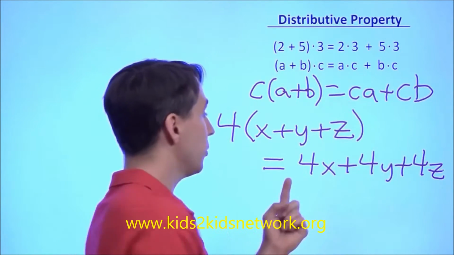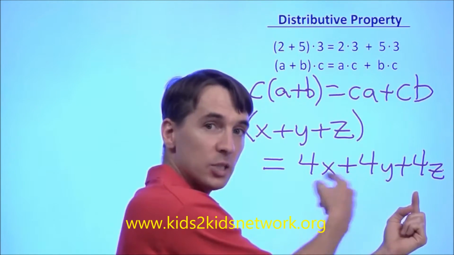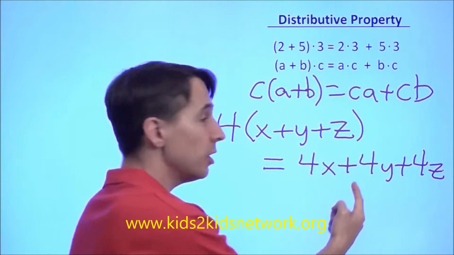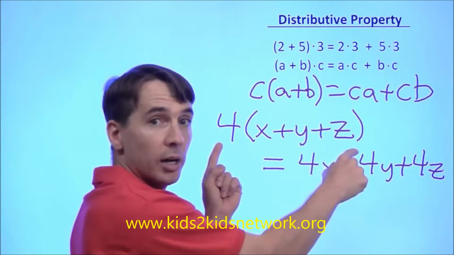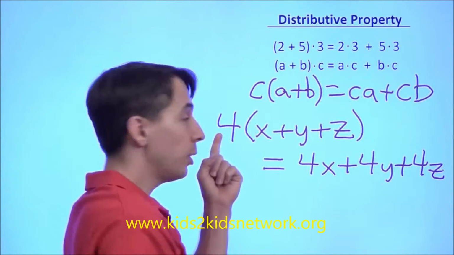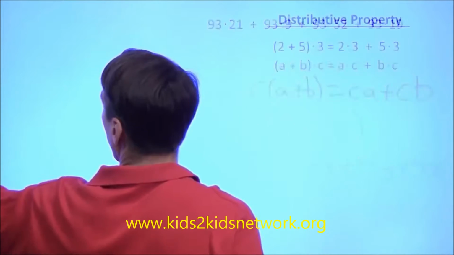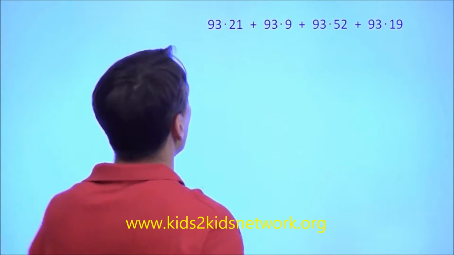Now if we go the other direction, if we start with 4x, 4y, 4z, we see that there's a 4 in each one of these terms. We can use the distributive property to write it back as this product. And when we do that, we say we factor out the 4 and write it as 4 times this sum here. Now, let's go ahead and put the distributive property to work with a problem.